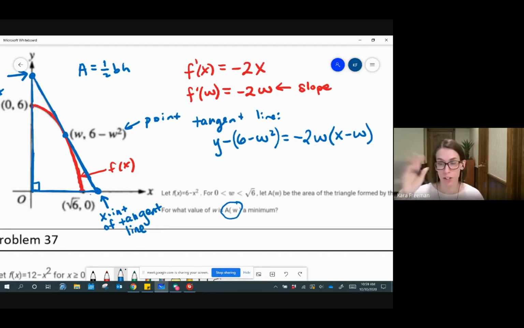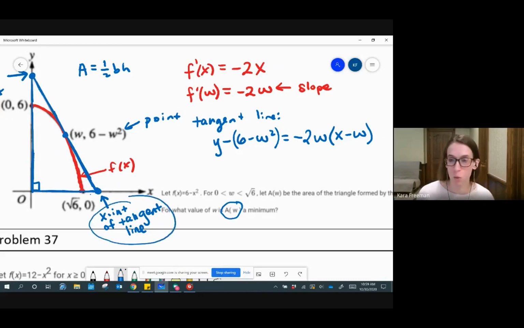Everybody good so far? That's the equation of the tangent line. This is a huge problem, right? Because what am I trying to do? I'm trying to find the area of that blue triangle. And for the area of that blue triangle, I need to find the x-intercept of the tangent line and the y-intercept of the tangent line.